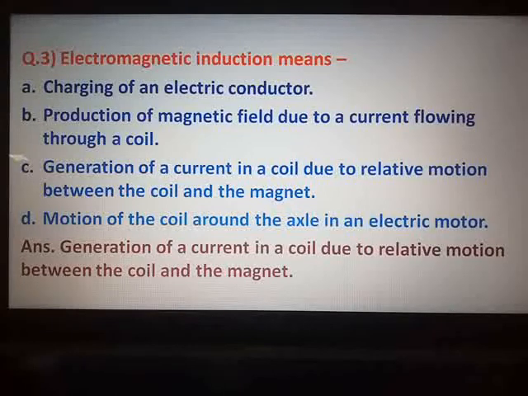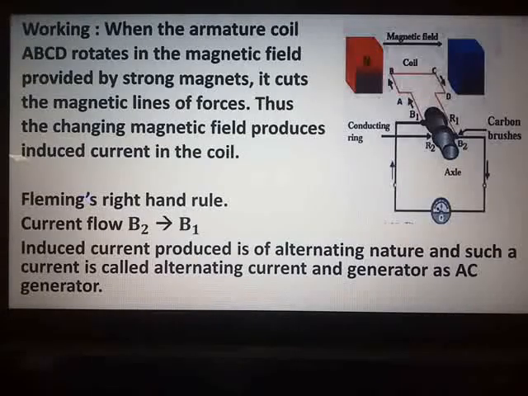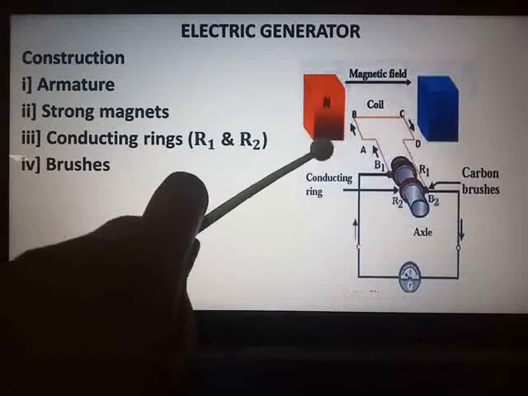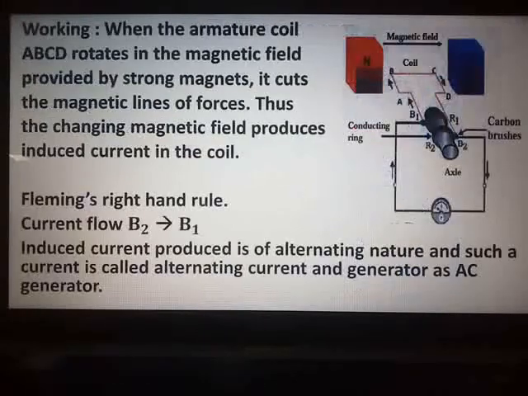And you know how to draw the diagram from the previous question only. In this question you can see the construction and working of the generator. They have told you to describe with a neat labelled diagram, so here you don't have to show the construction. You will only draw the diagram and state its working. That is enough. So enough for today.